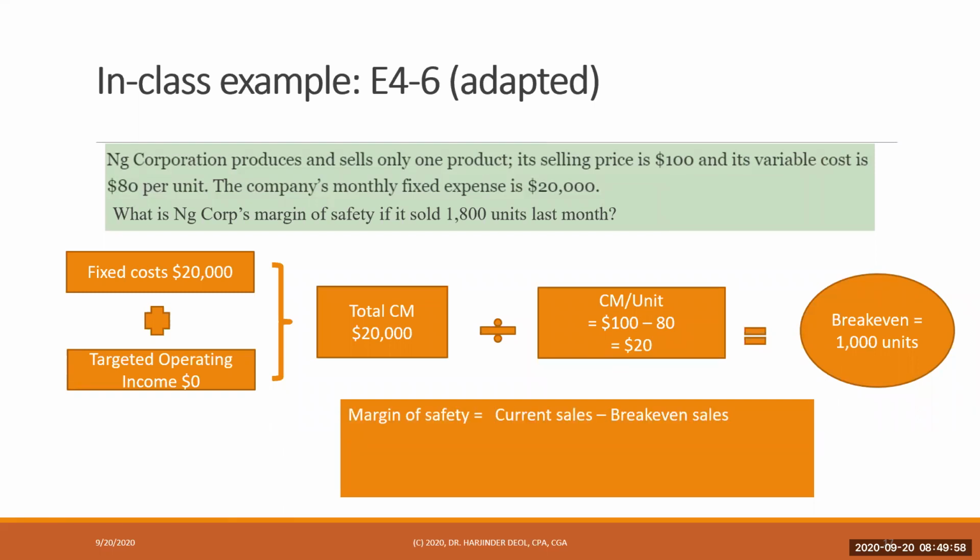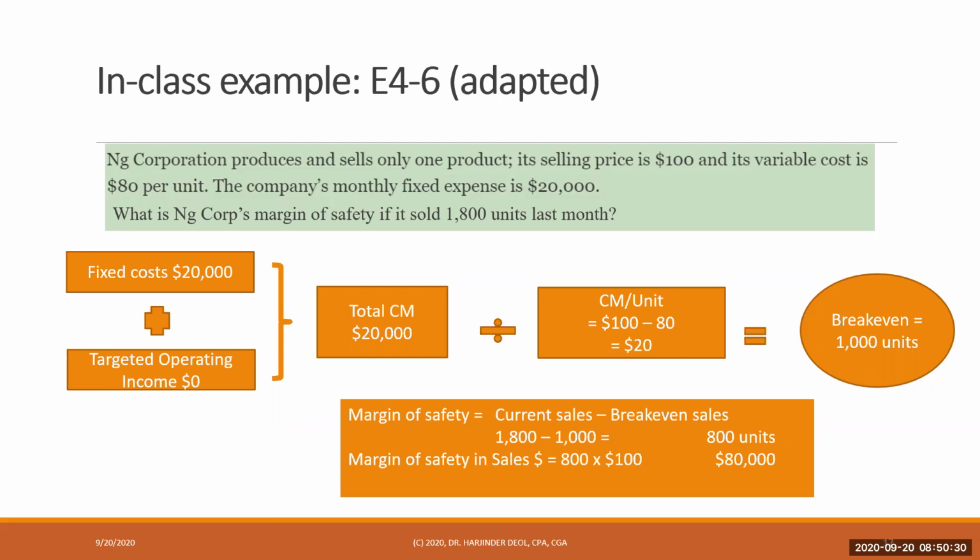So currently, if the company sold 1,800 units and the break-even is at 1,000 units, the margin of safety is 800 units. If the question asked us margin of safety in sales dollars, you take the 800 units and multiply by the selling price of $100 per unit, $80,000. So sales will have to fall by $80,000 before we hit break-even point.